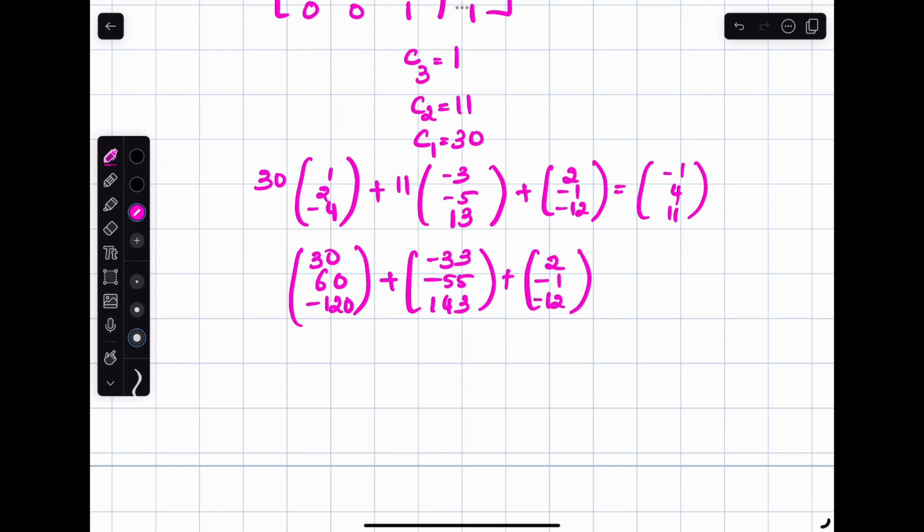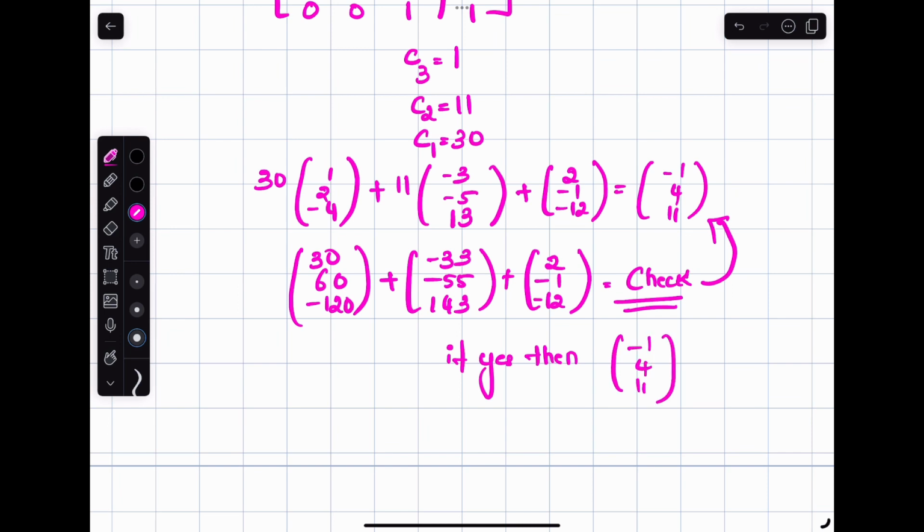So you have to check whether you're getting the answer as minus 1, 4, 11. If it is minus 1, 4, 11, then I can say that yes, minus 1, 4, 11 belongs to the span. So that is all about the span.